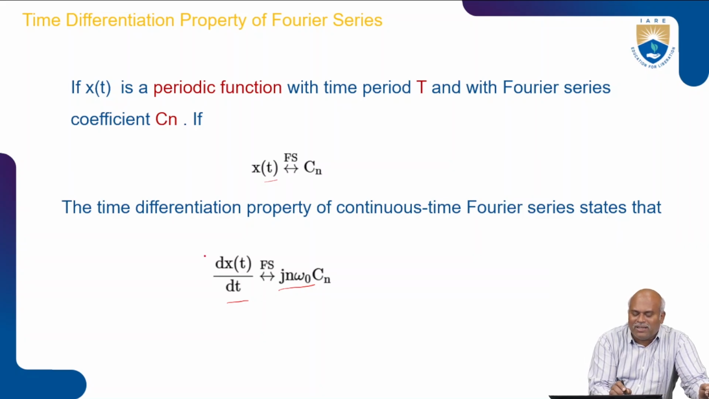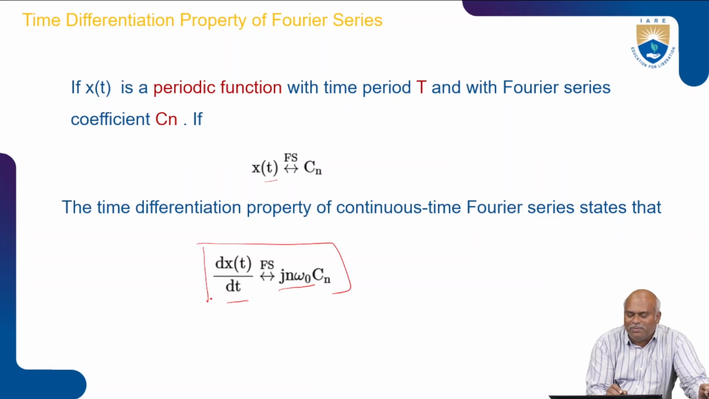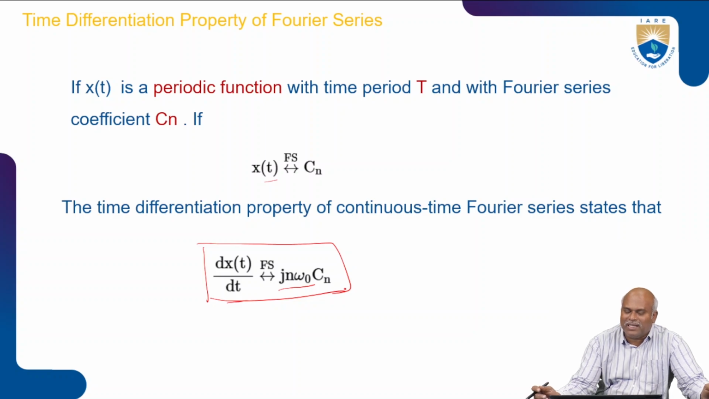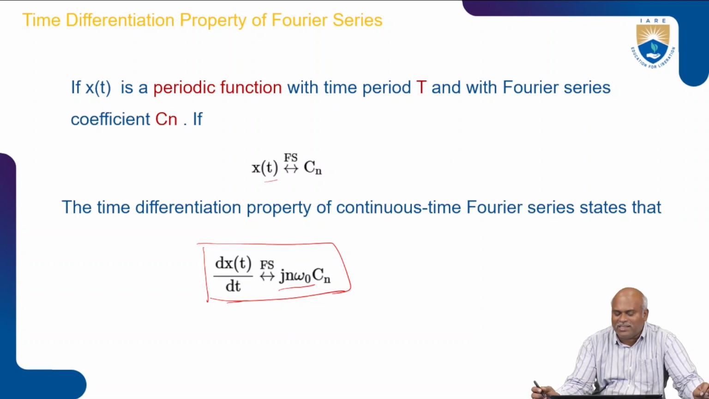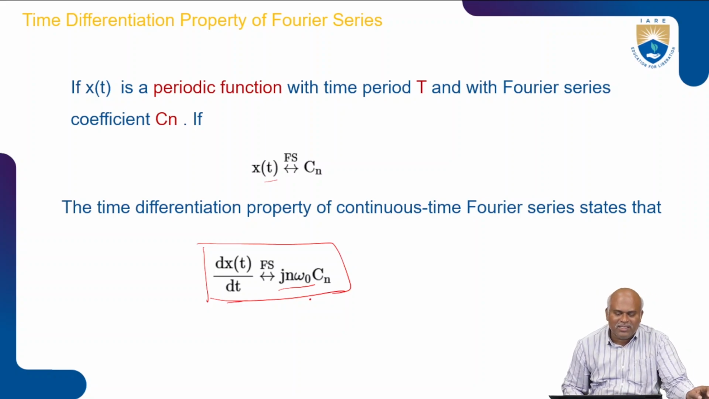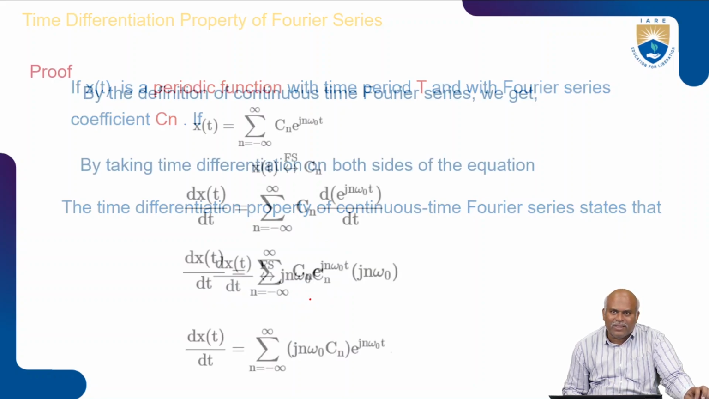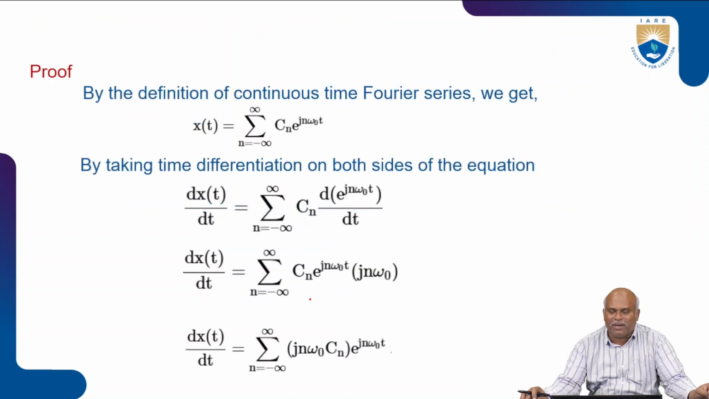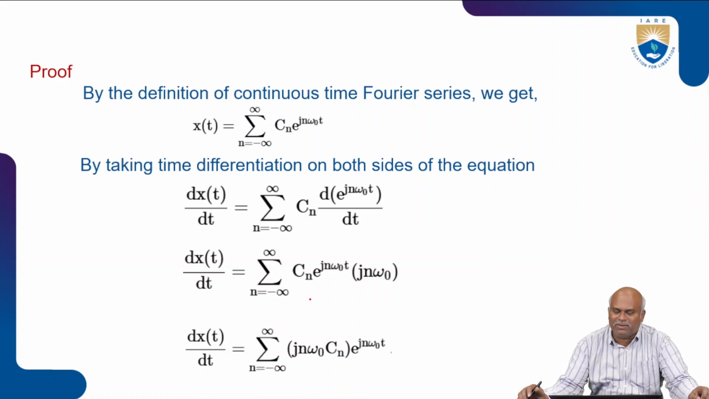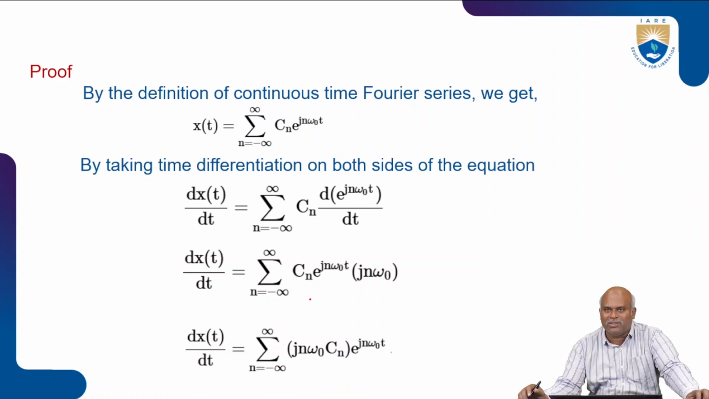Then I should write the differential property of Fourier series as d by dt x of t, take Fourier series, then jn omega 0 into c of n. This is the statement of time differential property of Fourier series. Now we need to prove the time differential property of Fourier series. By the definition of continuous time Fourier series, x of t is equal to summation of n equal to minus infinity to plus infinity c of n e power jn omega 0 t.